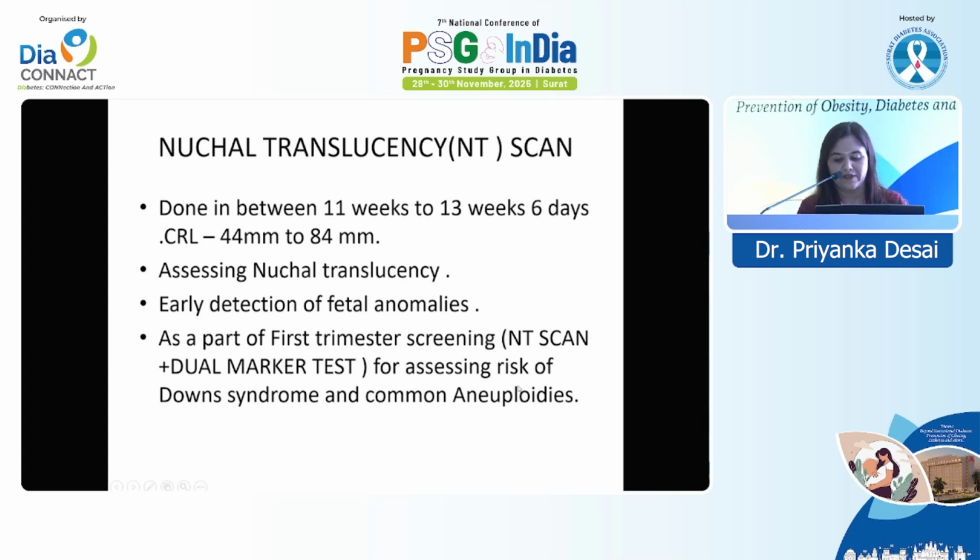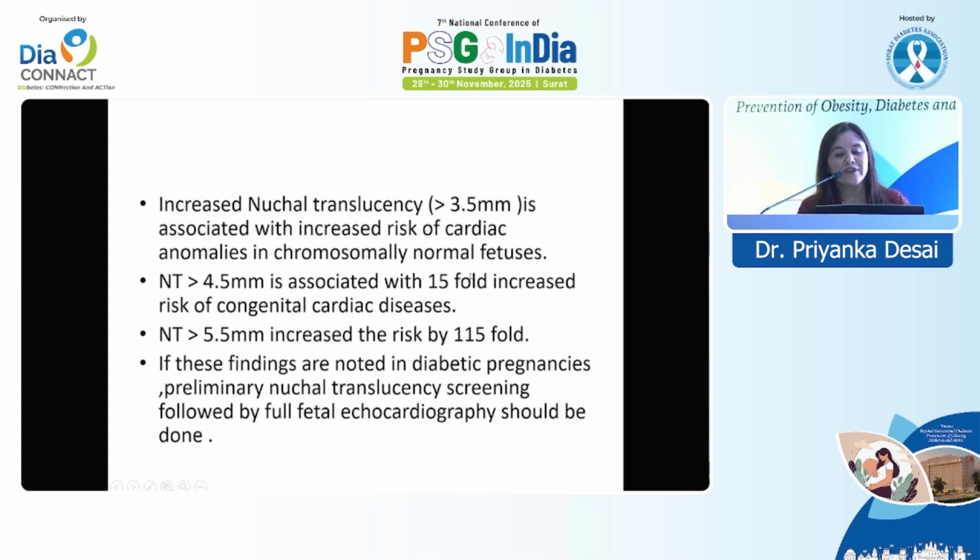So increased nuchal translucency of more than 3.5 millimeters is associated with increased risk of cardiac anomalies even in chromosomally normal fetuses. If the NT goes to more than 4.5 millimeters, that is associated with a 15-fold increase in risk of heart diseases. And if it is more than 5.5 millimeters, it increases the risk by a 115-fold. Now, if these findings are noted in an already known diabetic mother, the NT scan should always be followed by a full fetal echo workup.